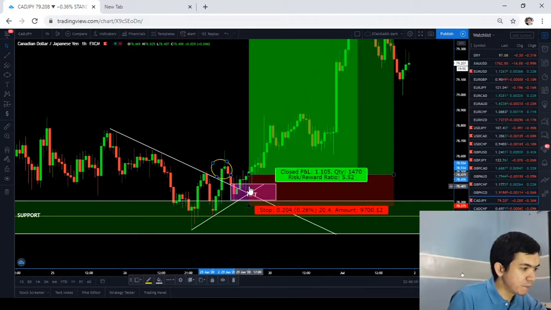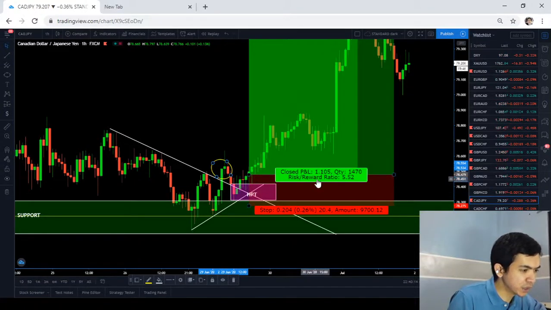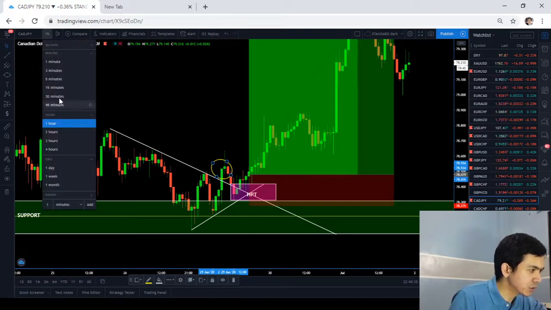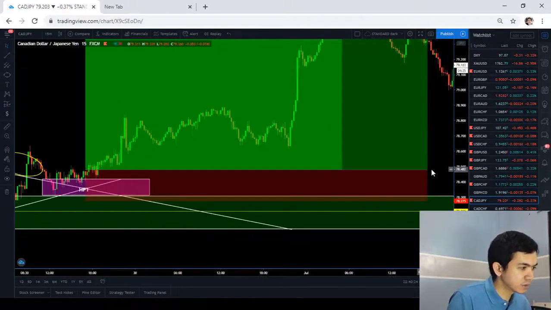Okay? But how much is the risk? So we already have 1:5 risk reward ratio. What if I want to improve more my risk reward ratio? So I can go to a much lower time frame, right?